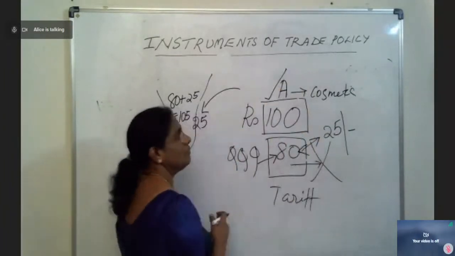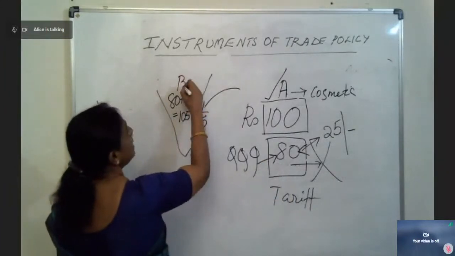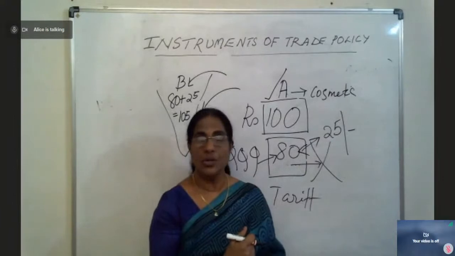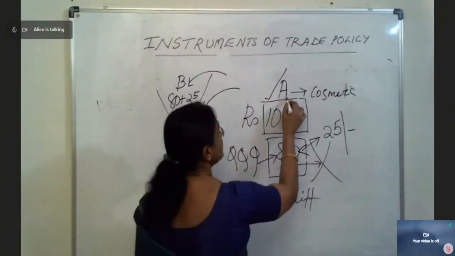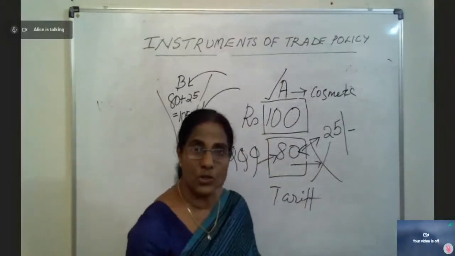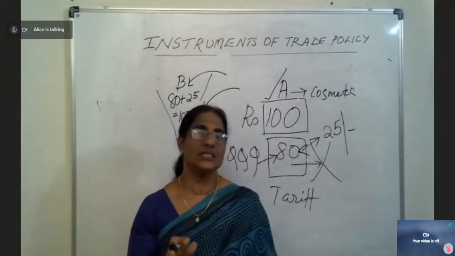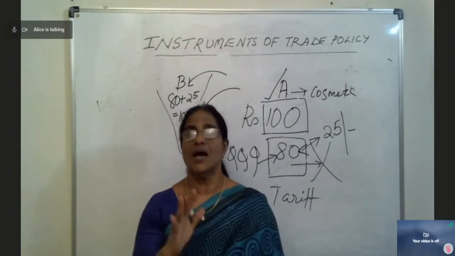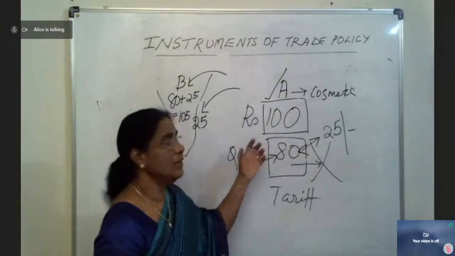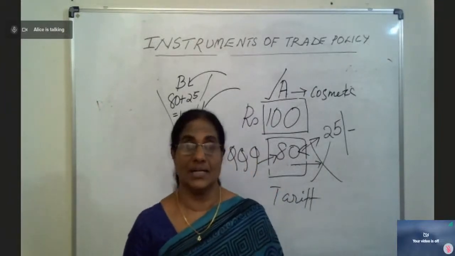We have protected industry A. And this is also a cosmetic. This B country is bringing the same cosmetic. So, A is an import competing industry. It is competing with the imports from other countries. Same product. A is an import competing industry as far as cosmetics are concerned, because cosmetics are being produced in India also.